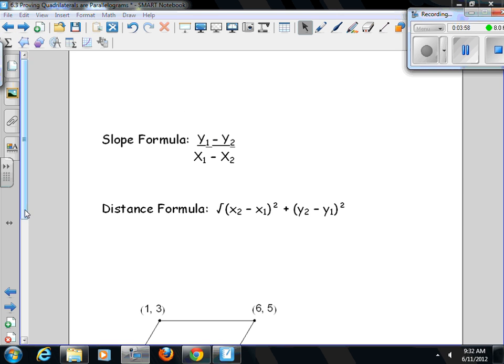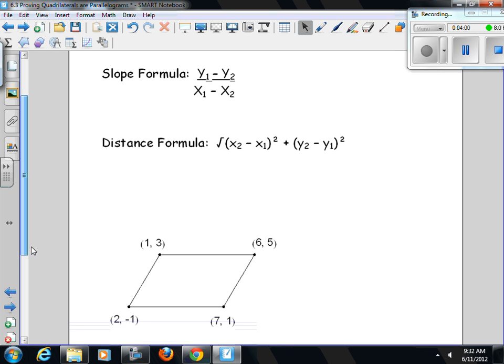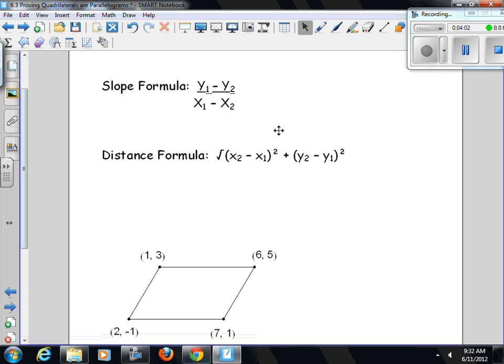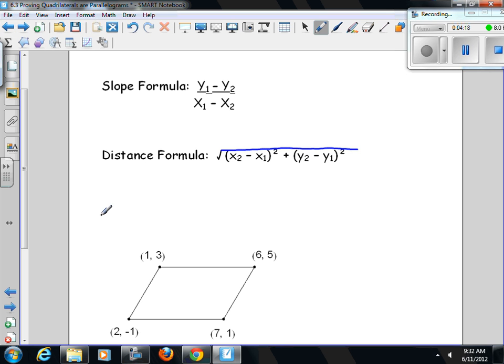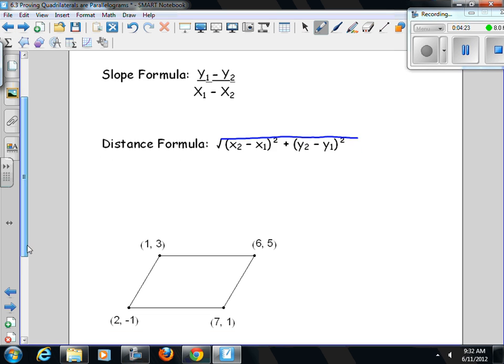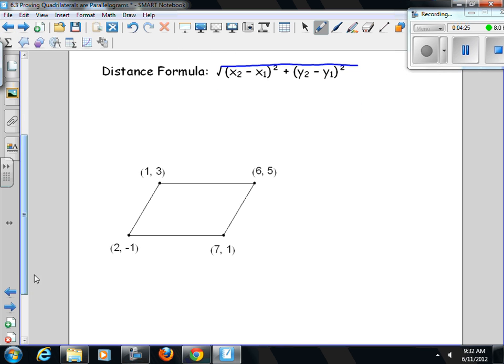You'll recall our slope formula, which is y1 minus y2 over x1 minus x2, or sometimes you put the y2 first and the x2 first. And the distance formula is the square root of x2 minus x1 all squared plus y2 minus y1 all squared. And we would like to use that information to see whether or not this figure is indeed a parallelogram.